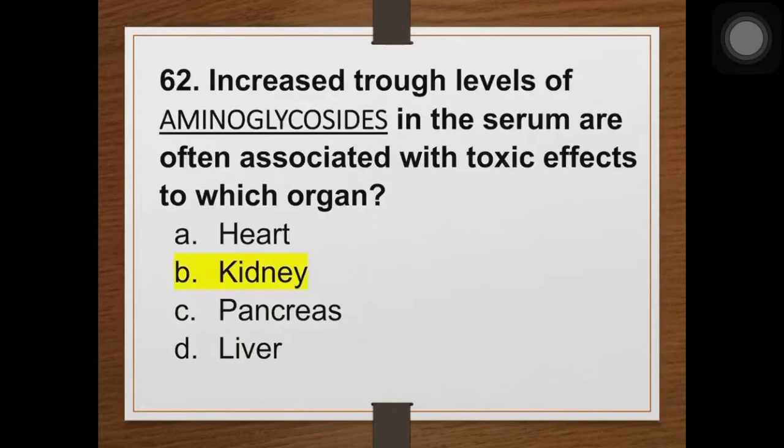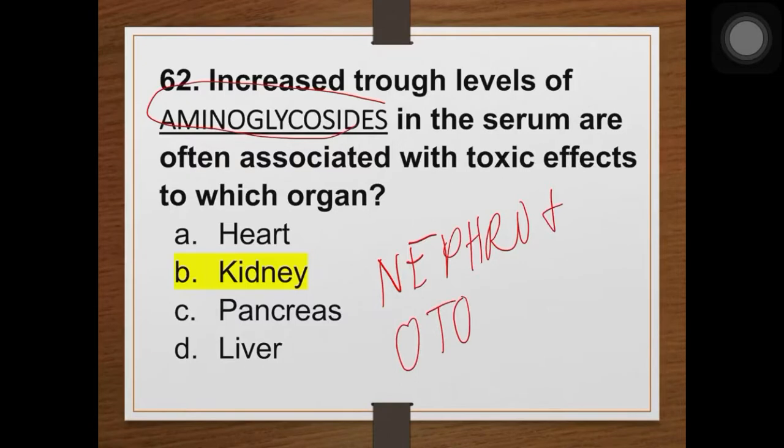Number 62, aminoglycoside and antibiotic. Increased level of aminoglycoside in the serum are often associated with toxic effect to which organ? Adverse reaction of aminoglycoside, it is nephrotoxic and ototoxic. Toxic sa kidney, nephrotoxic, o toxic sa ear, ototoxic. Correct answer, number 62, letter B.